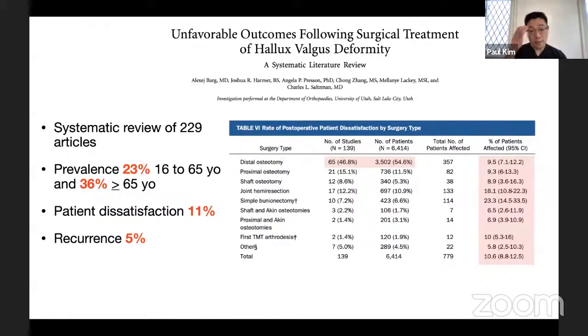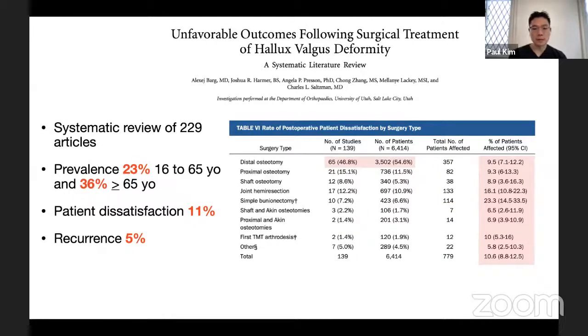So this is an interesting paper that came out of Saltzman in Utah. It was talking about the unfavorable outcomes following surgical treatment of hallux valgus deformity. It was a systematic review. And as you can see, the prevalence is pretty high. In the average population, about 23% of the general population will have some form of hallux valgus deformity, and people over the age of 65 will have a higher prevalence of 36%.